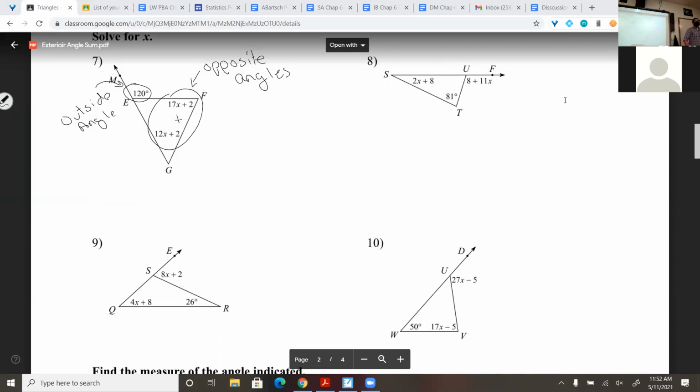All right, so just so that you can recognize which are which, the angles that are inside the triangle and are opposite that exterior angle, those are our opposite angles. Those we want to add together.